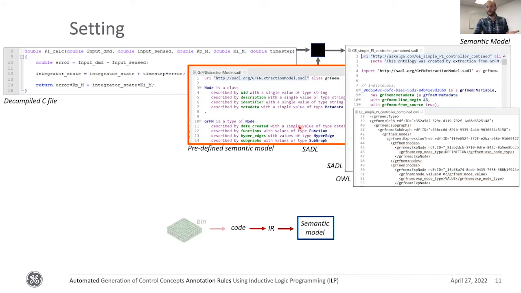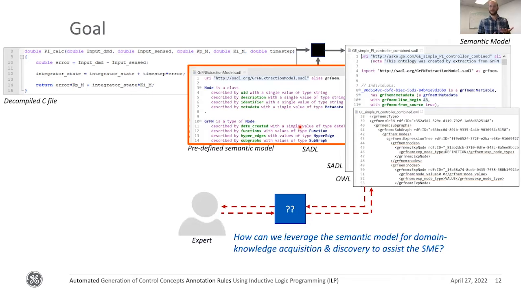And then the question we're trying to answer is, how can we leverage this semantic model and knowledge graph to perform knowledge acquisition and help the expert help us to discover things about the system and debug it? So our proposed solution is actually to generate annotation rules.